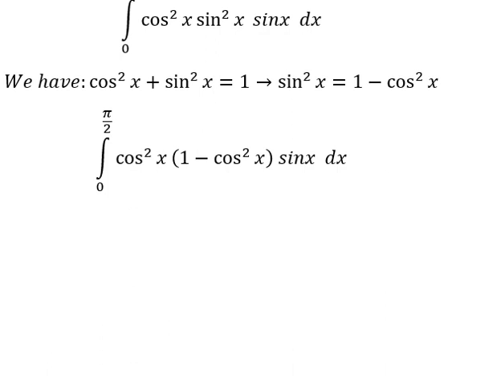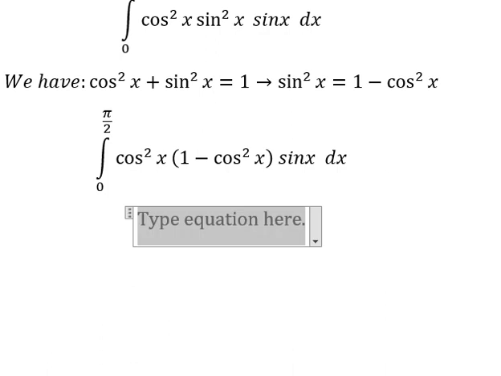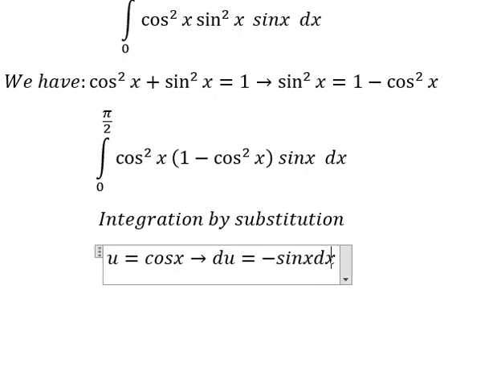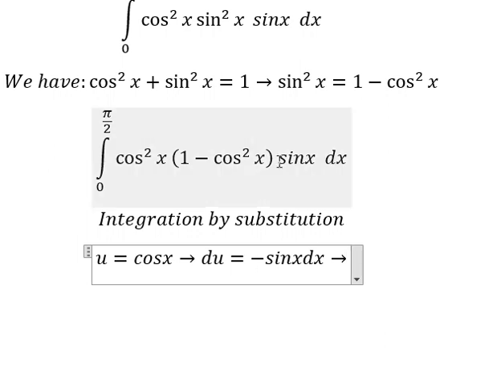Next, we can use integration by substitution. So I will put u equals cosine s. Later, we need to first take the derivative of both sides, and we have du equals negative sine s ds. Because we don't have the negative sign in here, I will move this one to the left.